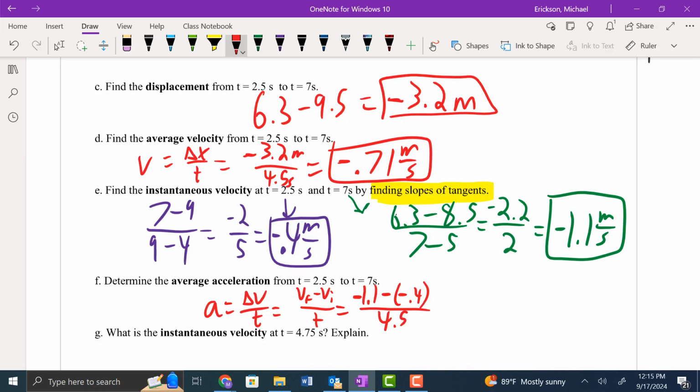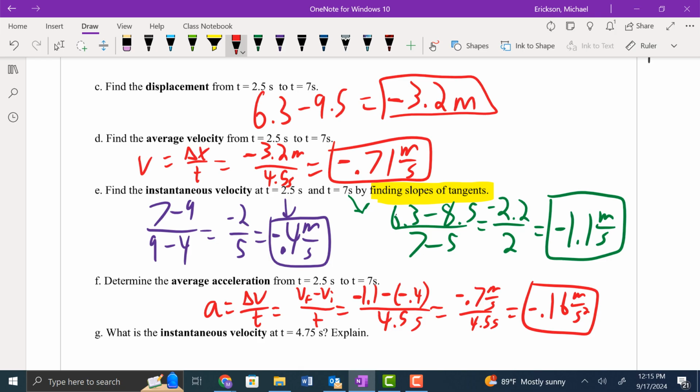This is a 4.5 second change. And what I'll get here is positive. This changes by a difference of negative 0.7 meters per second over 4.5 seconds. When I plug all this in, negative 0.7 divided by 4.5, I get negative 0.16 meters per second squared.